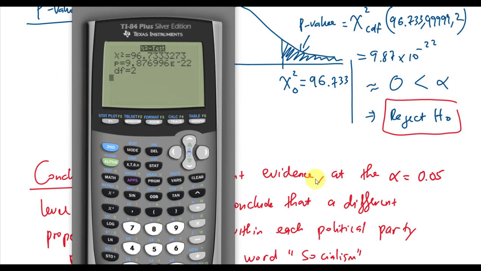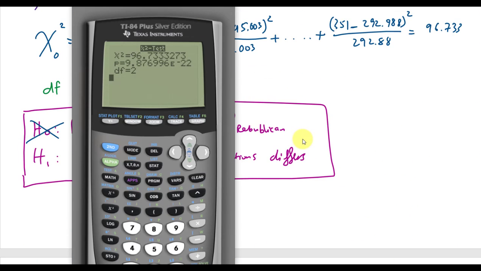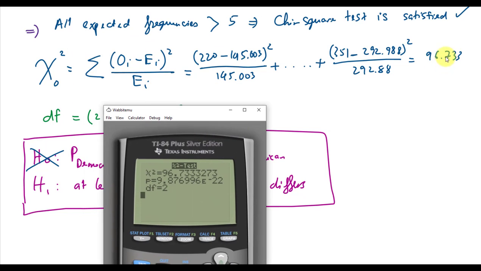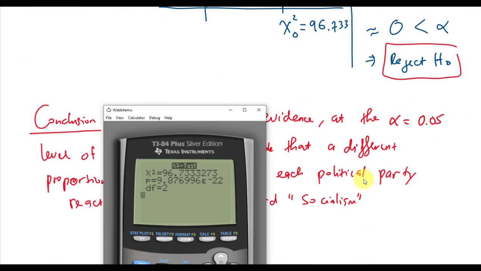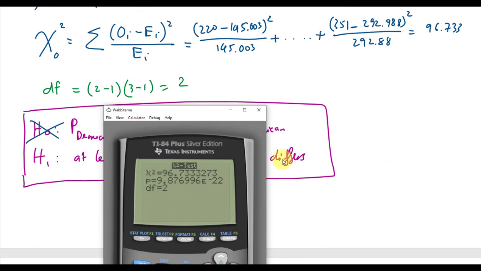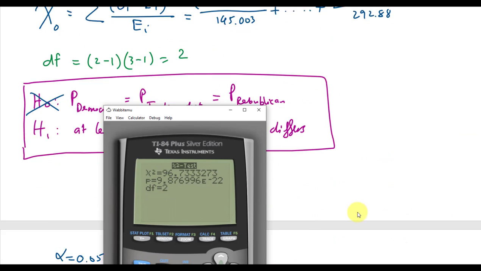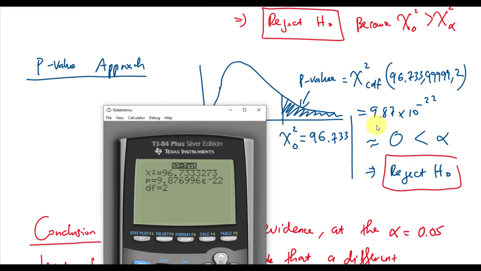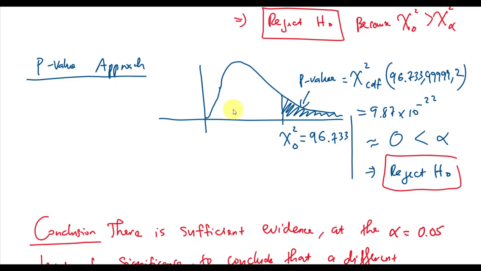Let's check the answer again. We got the test statistic 96.733. The degree of freedom is 2, which is correct, and the p-value is 9.87 times 10 to the negative 22. So the chi-square test only gives you the p-value and the test statistic, and you can make the conclusion right away after we run the chi-square test. So that is how you use the TI-84 to perform the test of independence and also the test for the homogeneity of proportions.